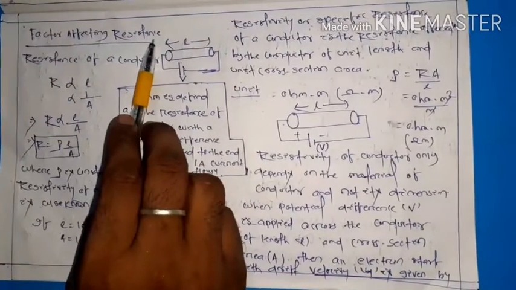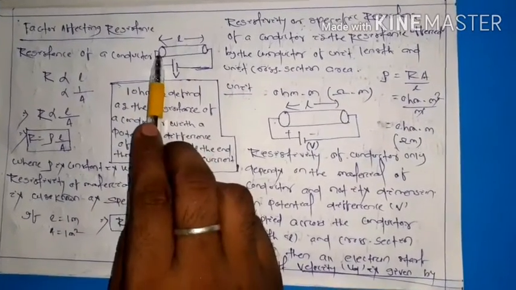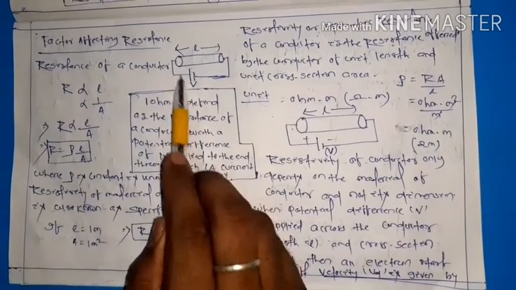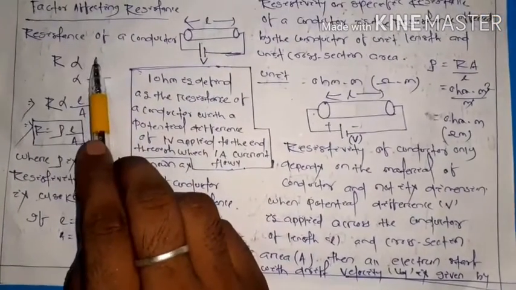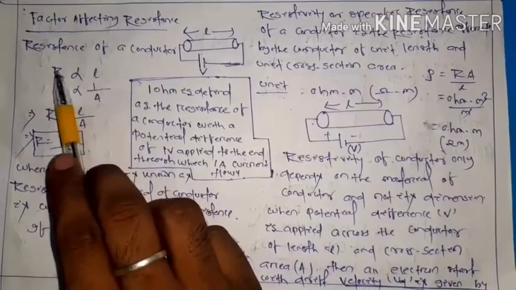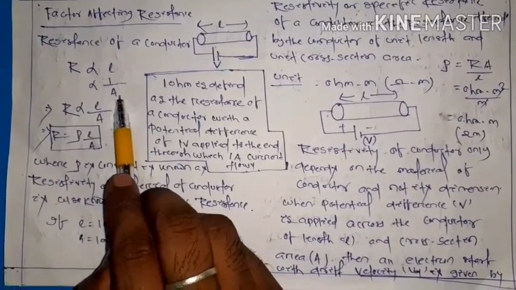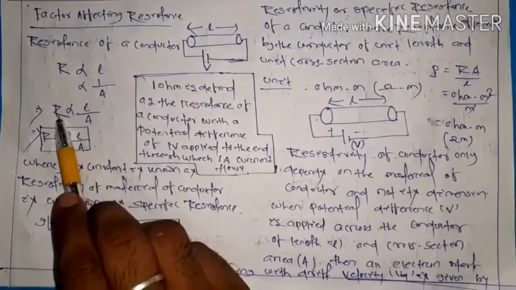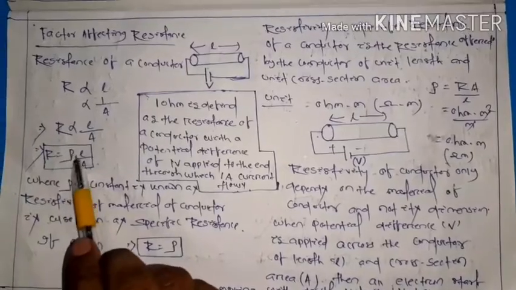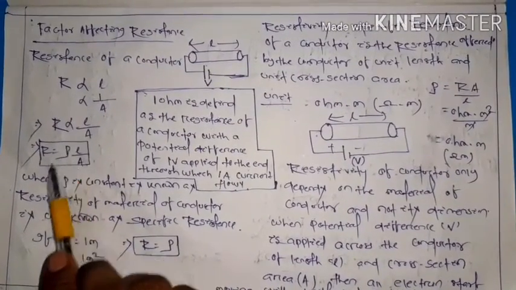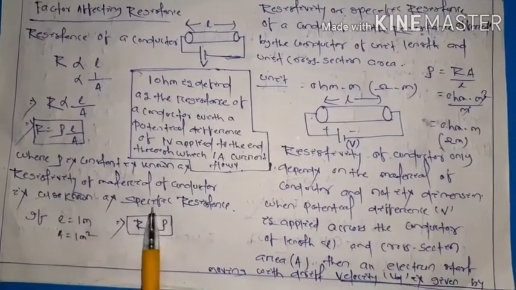Factors affecting resistance. Consider a cylindrical conductor of length L and cross-sectional area A connected with a source voltage V. The resistance of a conductor depends on its length. Resistance varies directly with its length and inversely with its area of cross section. Combining these two, resistance is proportional to L by A. So R is equal to rho L by A, where rho is a constant known as the resistivity of the material of the conductor, also known as specific resistance.